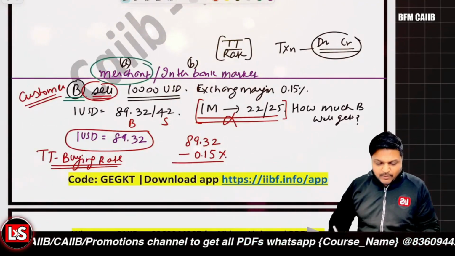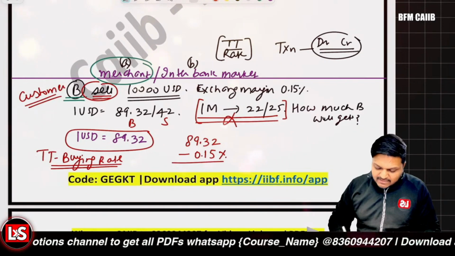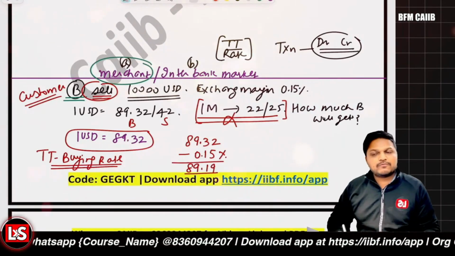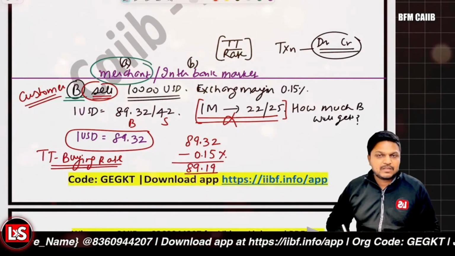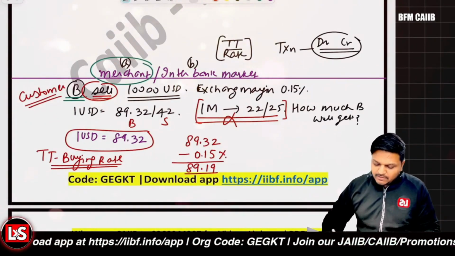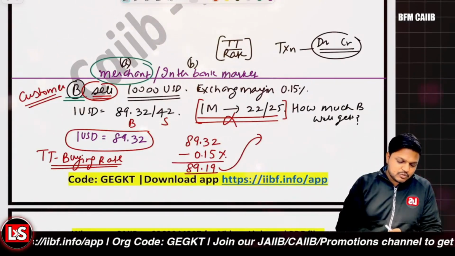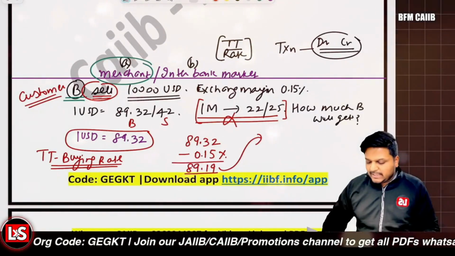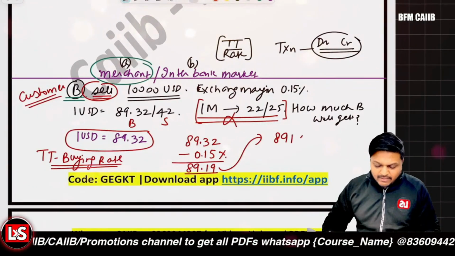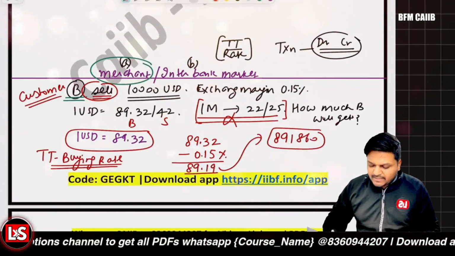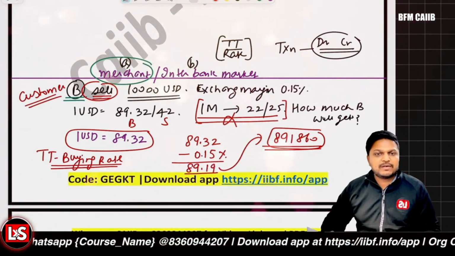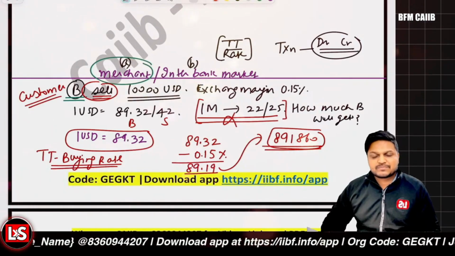So it is 89.186, or we can say 89.19 if we round it off to the second decimal place. Okay. So this is the price, and multiplied by 10,000, if I consider all the decimal parts, it is 891,860. This amount will be credited to the account of person B.